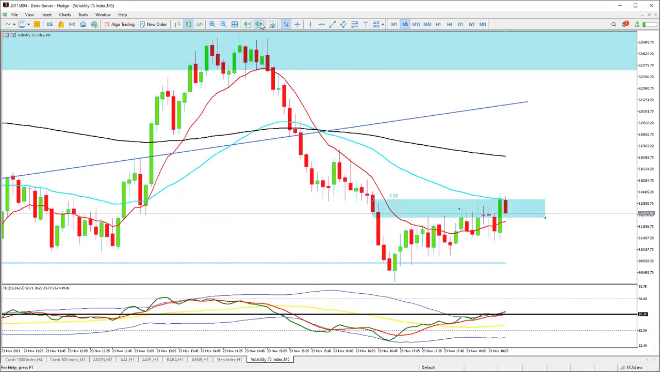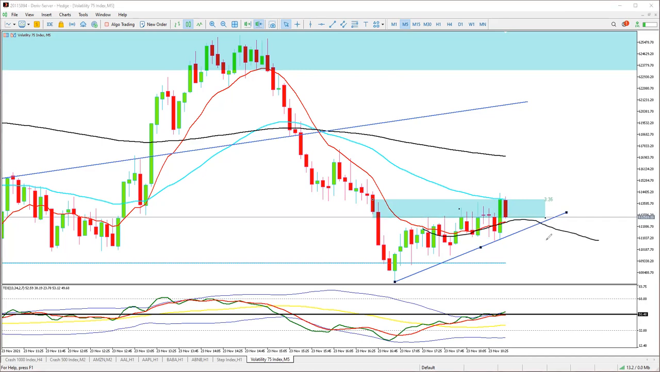So for example, on this one, right now it's still consolidating, as you can see, but it's also sort of rejecting this zone. So now we would want to wait for price to leave this 13 EMA if it wants to come down, then retest, then we sell. Then push down, a retest, then we sell.